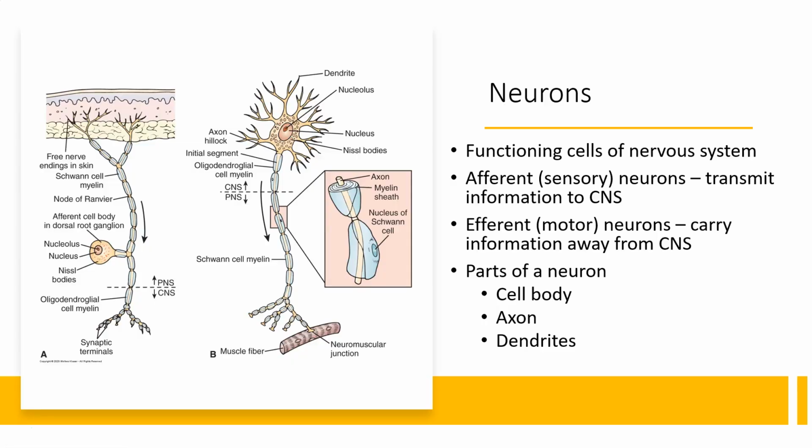Neurons are the functioning cells of the nervous system. There are two major types of neurons. The first are the afferent neurons, also called the sensory neurons. The afferent neurons transmit information to the central nervous system. The efferent neurons, also called motor neurons, carry information away from the central nervous system.